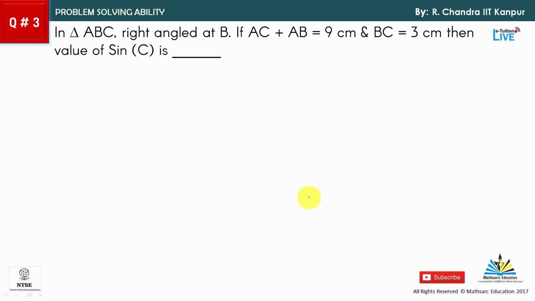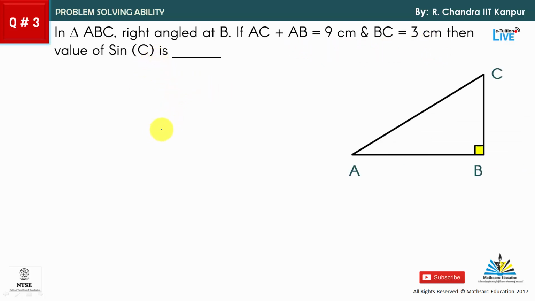In triangle ABC, right angle at B, AC plus AB equal to 9 cm and BC equal to 3 cm, then the value of sine C is. Let's have a figure. As you can see, the answer to this question is 4 upon 5. So let's solve this question. It is given that AC plus AB equal to 9, means AB plus AC equal to 9 and BC equal to 3 cm. So let's say this is 3 cm and this is x centimeter.